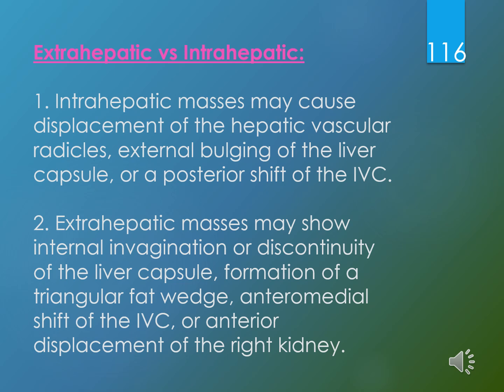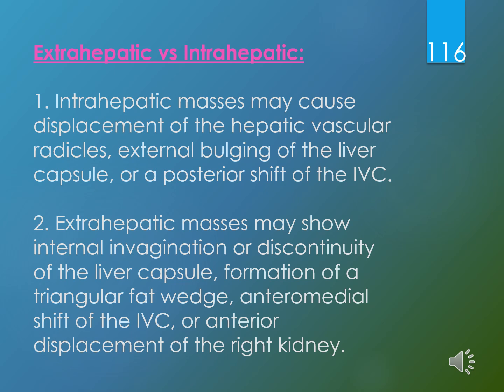Masses can be extrahepatic or intrahepatic. So a liver mass might be within the liver, or it might be going out of the liver. An intrahepatic mass may cause displacement of the hepatic vascular radicals, external bulging of the liver capsule, or a posterior shift of the IVC, right?